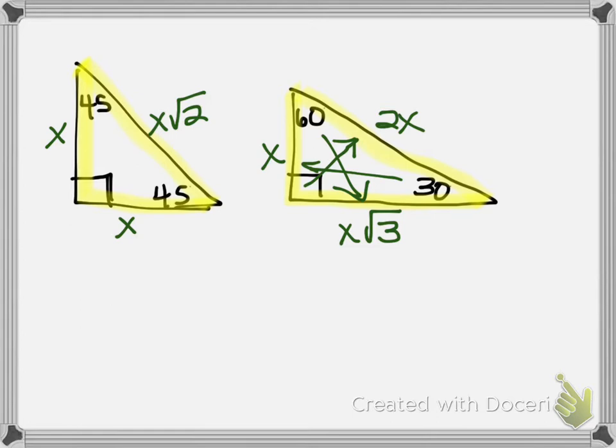If it's not already drawn in the picture, you might have to drop in a segment to, again, make one of these two types of triangles.